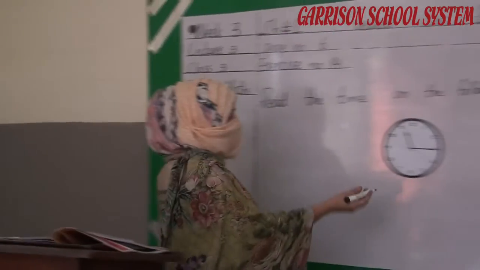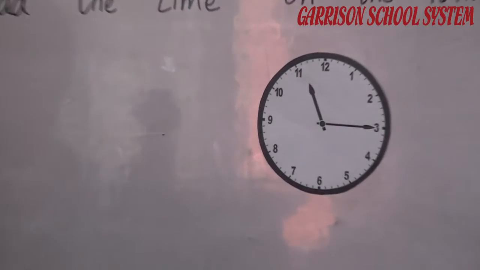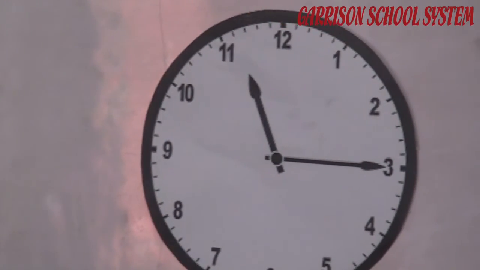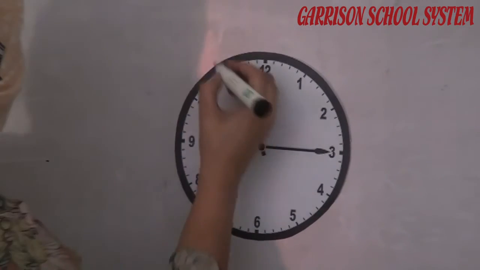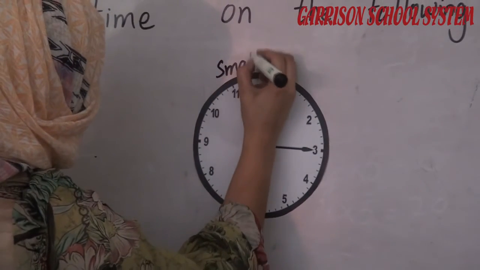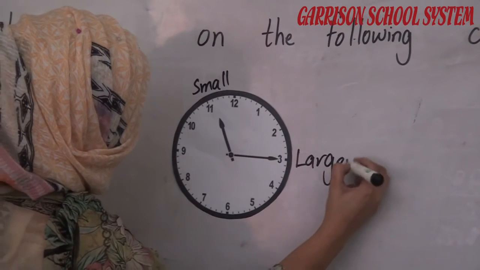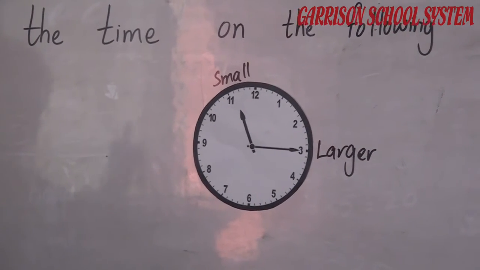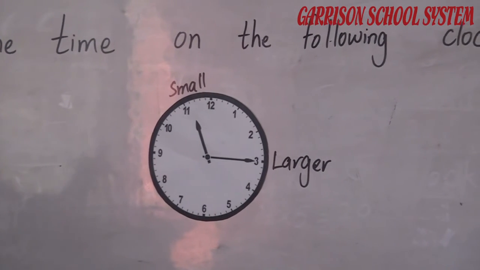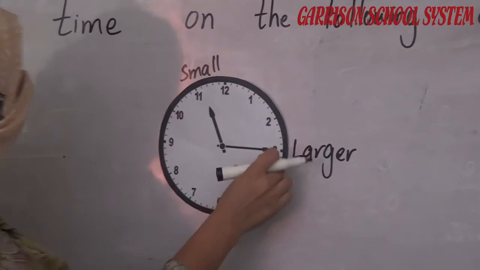Okay student, look at the another clock. What's the time here? As you can see, here are again 2 hands. This is our small hand. This is our larger hand. First of all, we have to look at the hands of this clock. Which is the small hand? Which is the larger hand? This is our small hand. This is our larger hand.